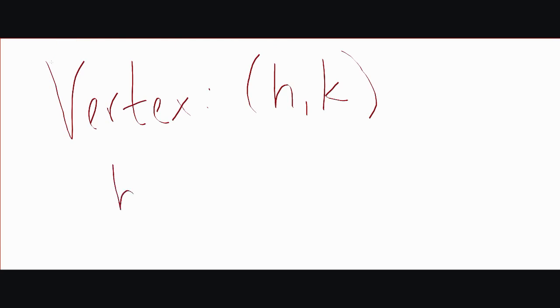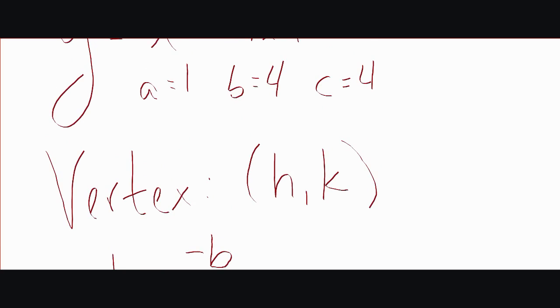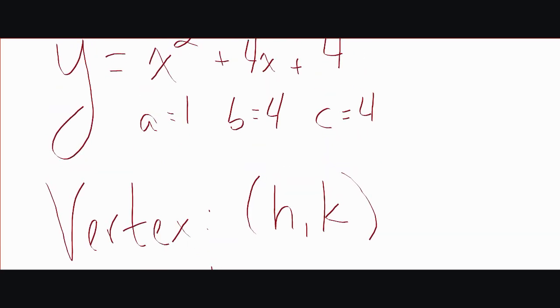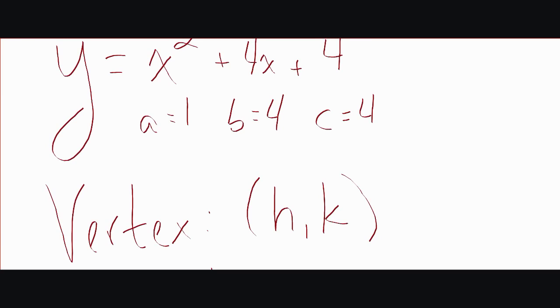Well, h is actually given to us with a very specific formula from the standard form. That's why we need to know the standard form. H is equal to the negative b over 2a. So negative, whatever the b value is, all divided by 2 times a. Now this is why we picked out our a, b, and c at the very beginning. Looking at the standard form, we found our a was 1, our b was 4, and our c was 4.